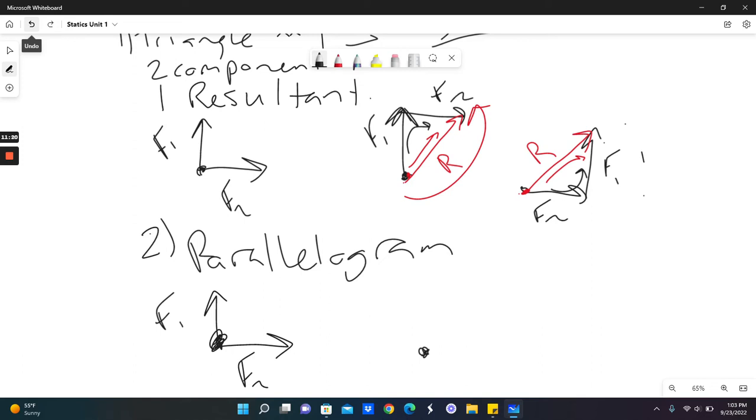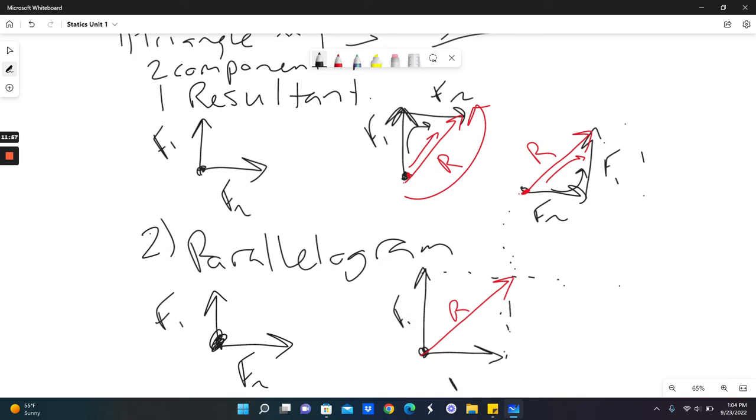So here we're going to have both of our component forces coming from their point of application. And then we're going to draw parallel forces. So let's draw a force parallel to F2 at the head of F1. And let's draw a force parallel to F1 at the head of F2. Now we are going to connect from the point of application to where those parallel lines meet, and that is going to be our resultant force. Okay?